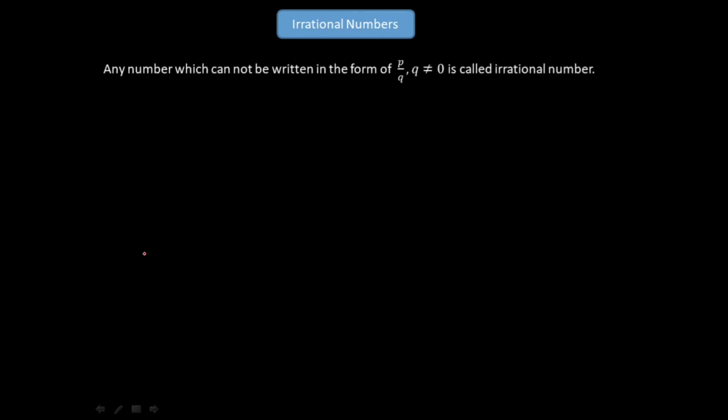There are two definitions, according to me, of an irrational number. The very first definition: any number which cannot be written in the form of p over q is called an irrational number. What are rational numbers? Numbers which can be written in this form. The numbers which cannot be written in this form are called irrational numbers.